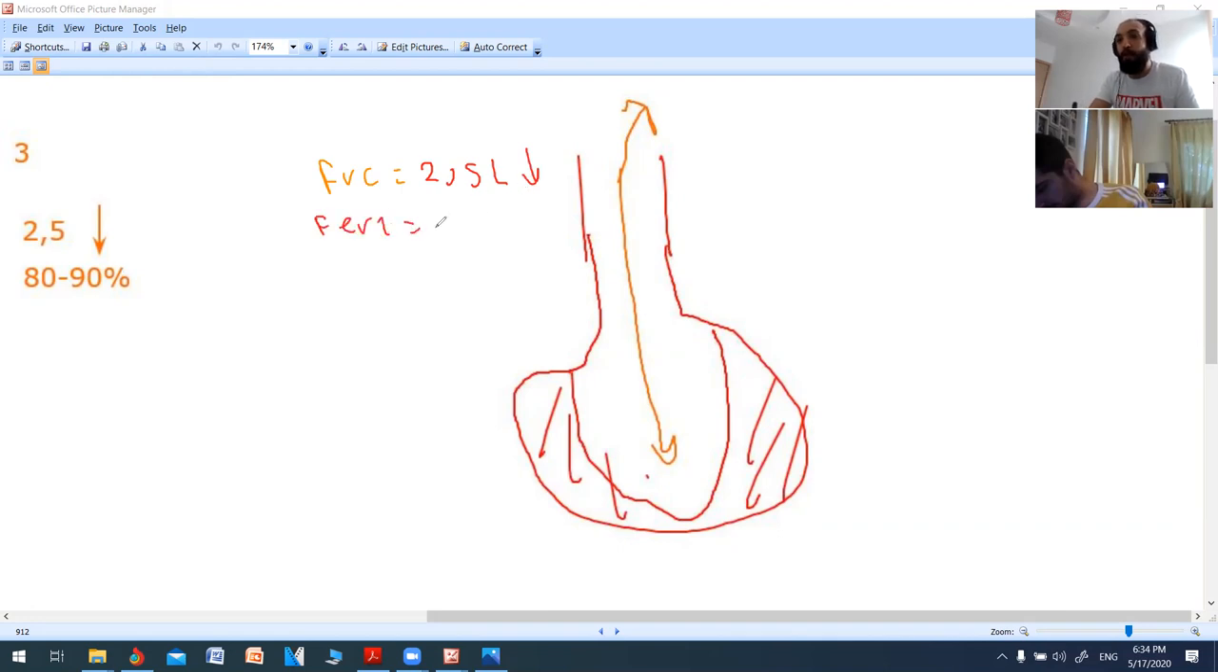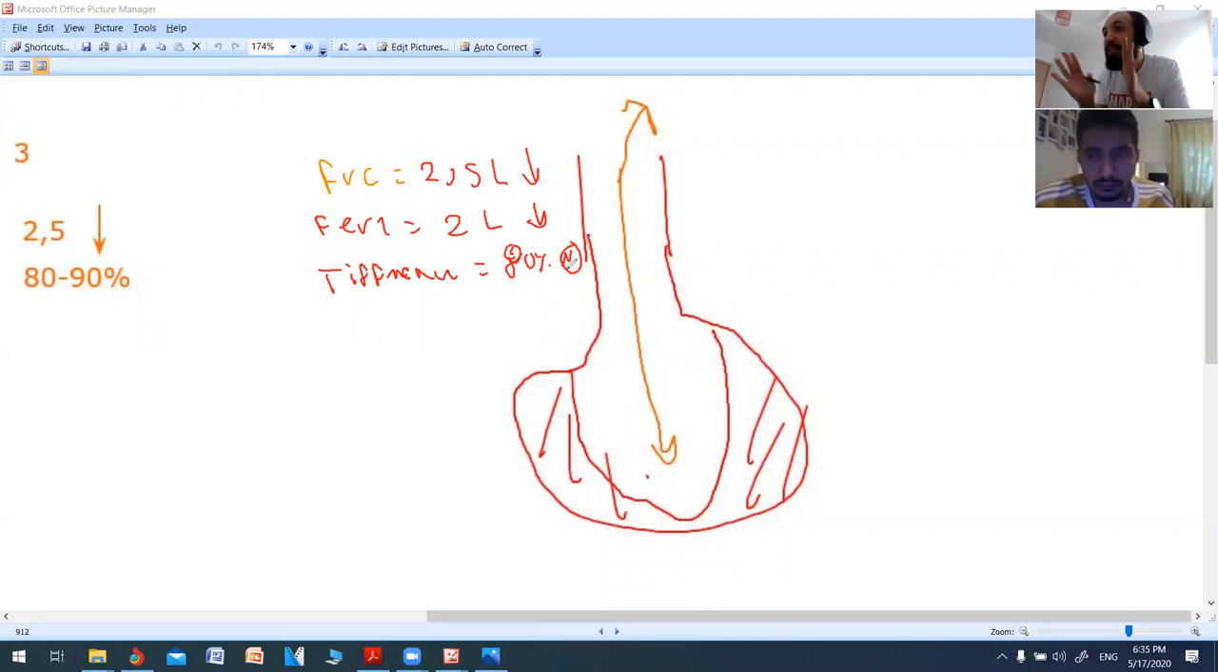The normal is 4 liters. Can he get out 4 liters in the first second? No, because all the air that he has is smaller. So he cannot get out 4. For example, he will get out 2 liters. So is it low or normal? Also low. Okay, next one, Tiffeneau. How is the Tiffeneau here? Normal. It's 80%. So Tiffeneau is normal.